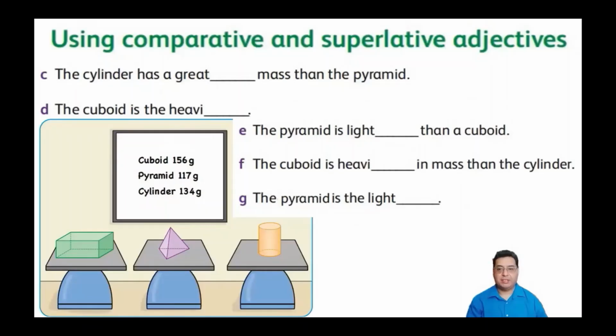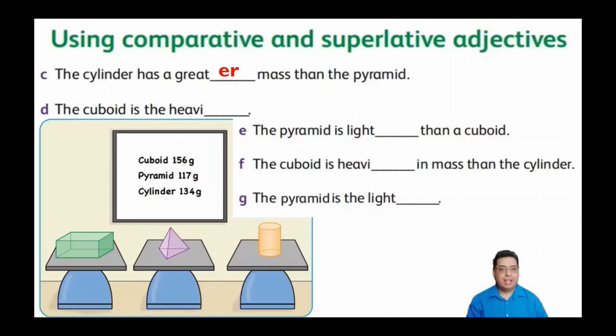So let's go ahead and do letter C. The cylinder has a great blank mass in the pyramid. So what are you going to put there? The cylinder has a greater mass than the pyramid, and we'll do the same thing for the rest.